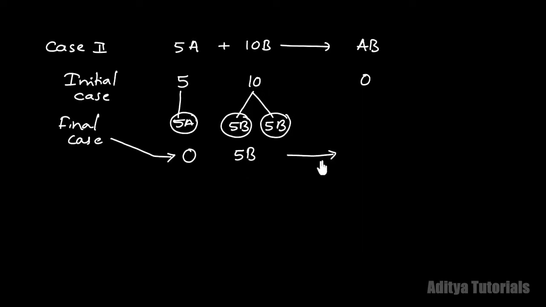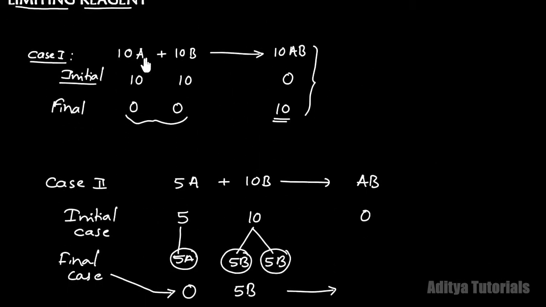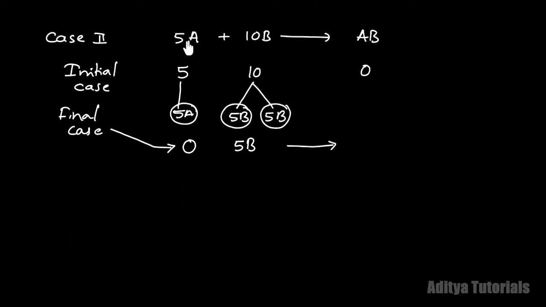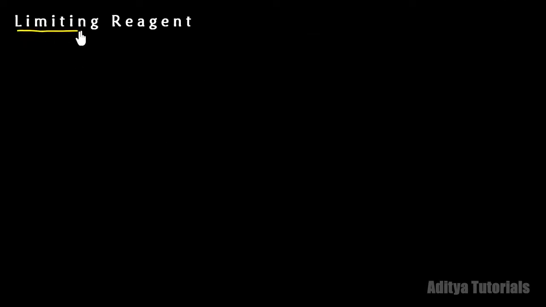And the product we get is very interesting. In the previous case, you've seen that 10A react with 10B and produce 10AB. But in this case, 5A react with 5B and produce 5AB. Therefore, here we get 5AB. So in this case, AB is a product and B is a reactant that is left unreacted. So limiting reagent is a very important concept. Many times you get many questions on this limiting reagent concept.